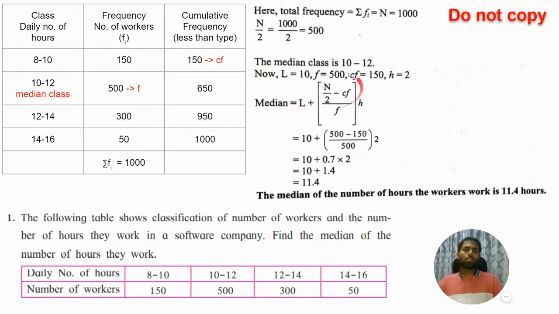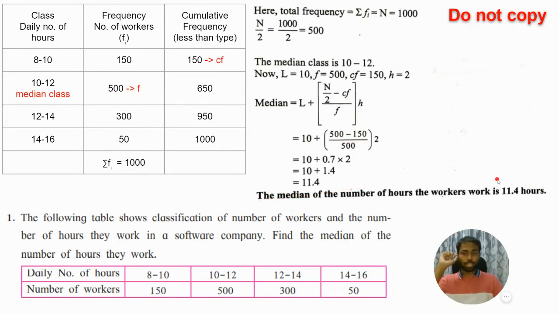Okay, so using all this you can substitute in formula. L, here I wrote 10, n by 2 I wrote 500, minus cf which is 150, so 500 minus 150. The entire thing is divided by f, which is 500 over here, and multiply by h, which is 2 over here. Okay, then you substitute and calculate and you get the final answer.